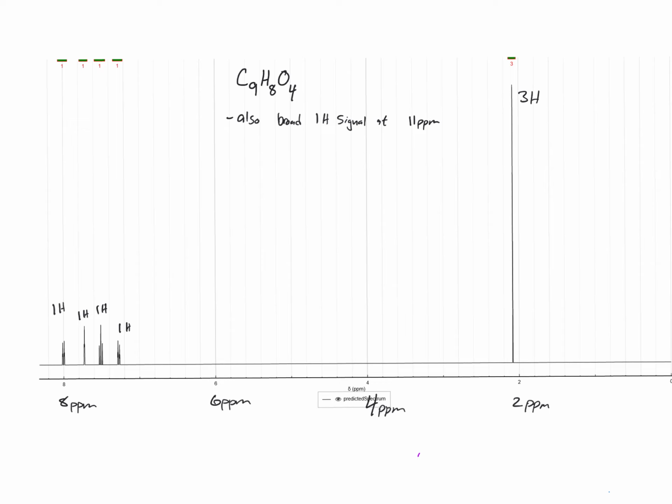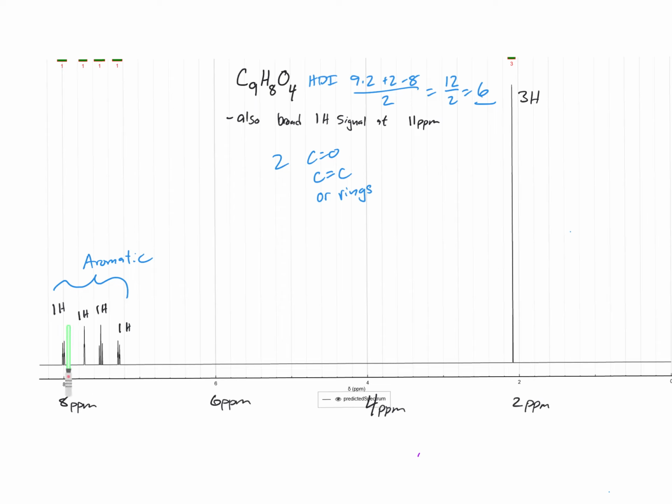First thing I would like to do is calculate the HDI, and so that's going to be 9 times 2 plus 2 minus 8 all over 2, and so that's 18 plus 2 is 20 minus 8 is 12. 12 over 2 is 6. So I have 6 HDI. 4 of them probably come from the aromatic region here, and that means I have 2 carbonyls or additional C-C double bonds or rings. Given that there are only 9 total hydrogens here, more rings are unlikely.